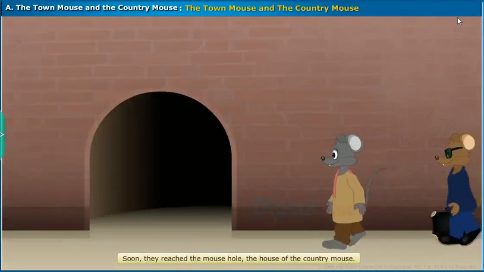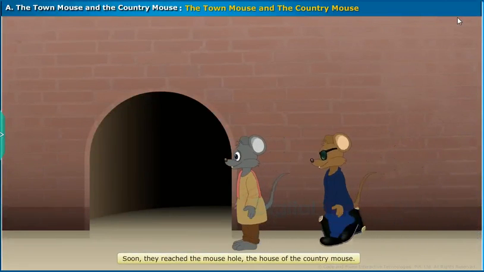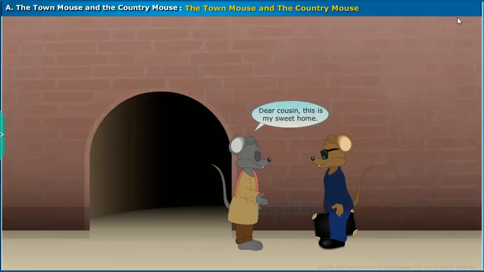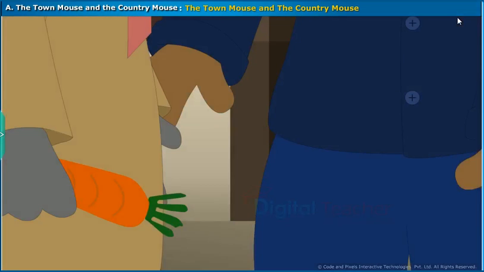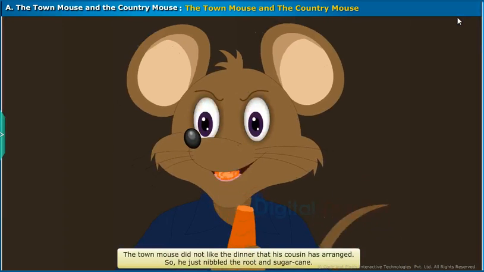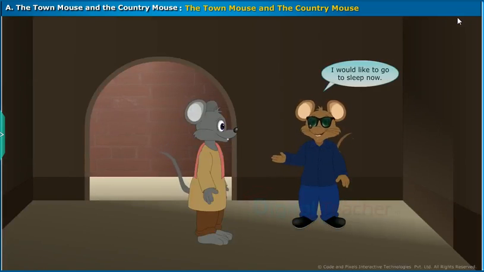Soon, they reached the mouse hole, the house of the Country Mouse. "Dear cousin, this is my sweet home." The Town Mouse did not like the dinner that his cousin had arranged. So, he just nibbled the root and sugar cane. "I would like to go to sleep now."